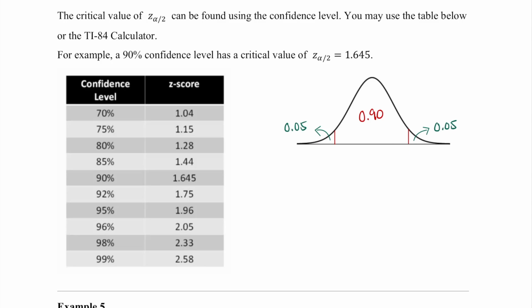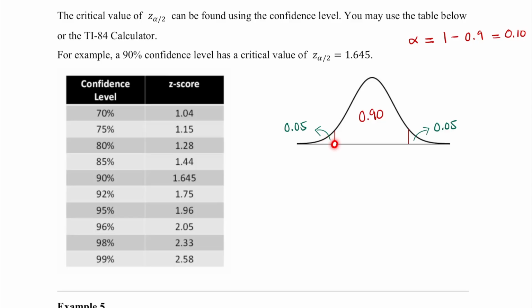By the way, alpha is the remaining area. That means alpha equals 1 minus confidence level. So if I take 1 minus 0.90, I have 0.10. So alpha is the sum of this area and this area, which is 0.10. And this area is half of 0.10, so that's why we call it alpha half. And this area is also alpha half.